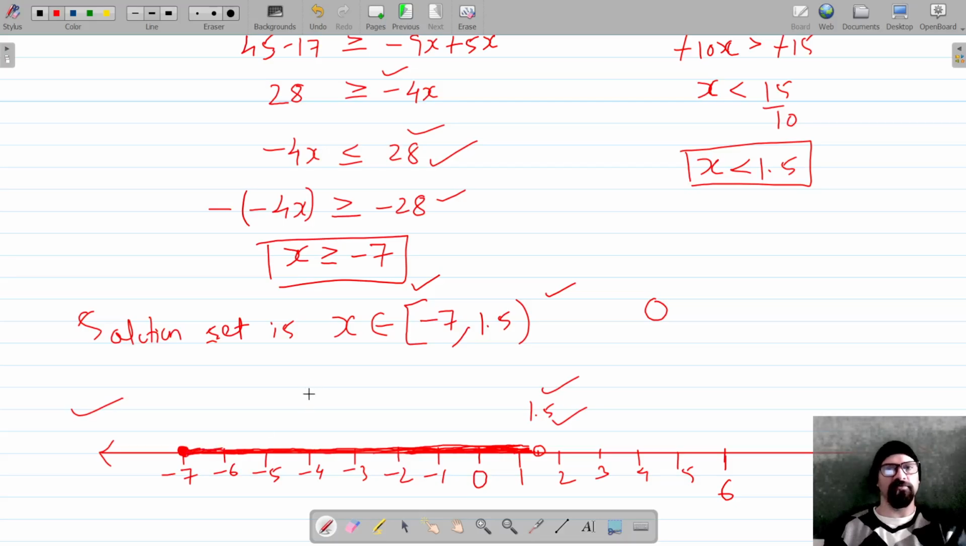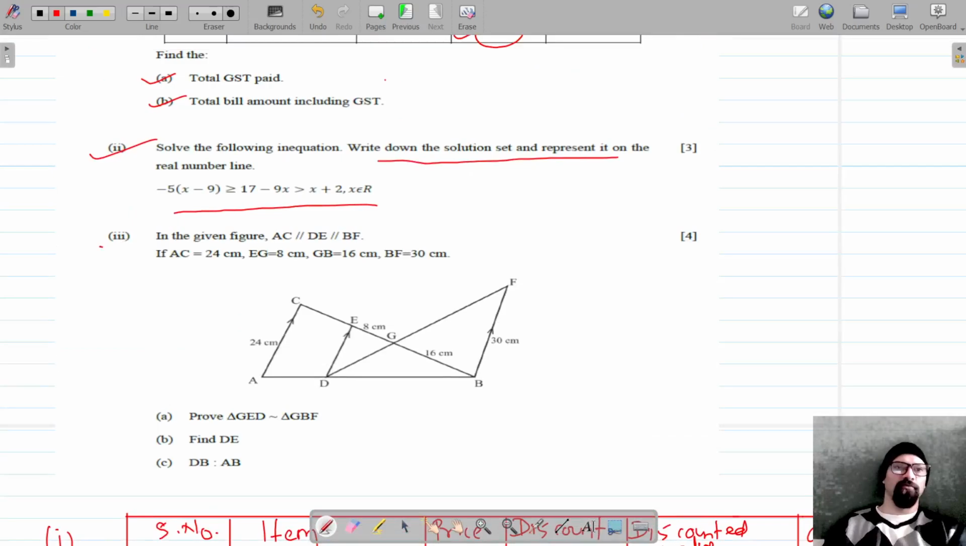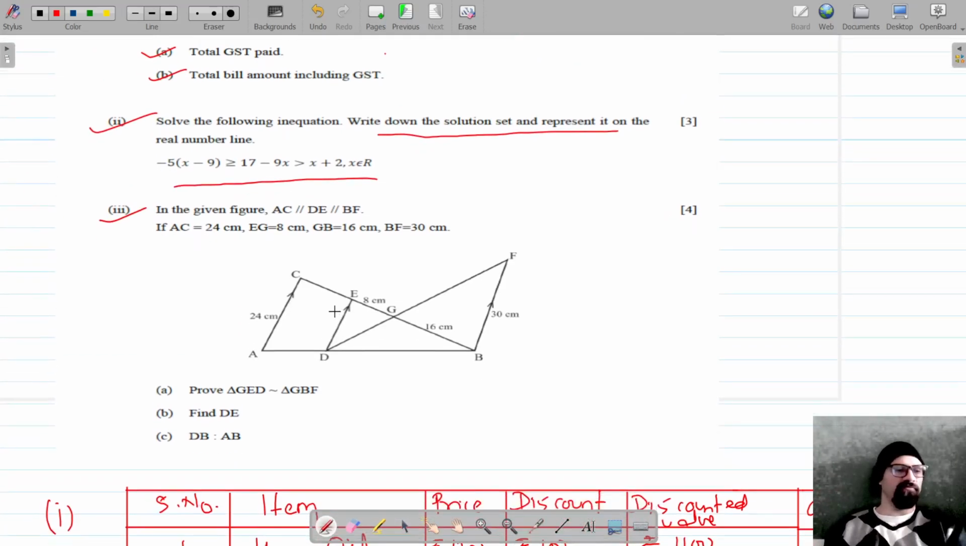So this is the solution set. So we are done with the second part. Moving on to the third part. In this figure, the arrows indicate that these lines are parallel. So AC is parallel to DE is parallel to BF.